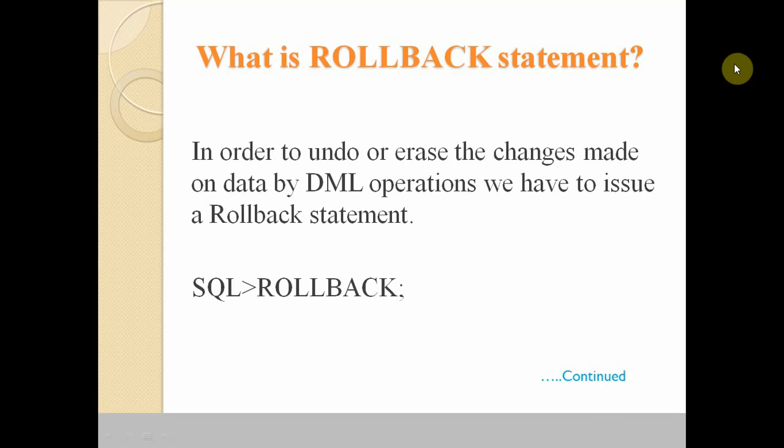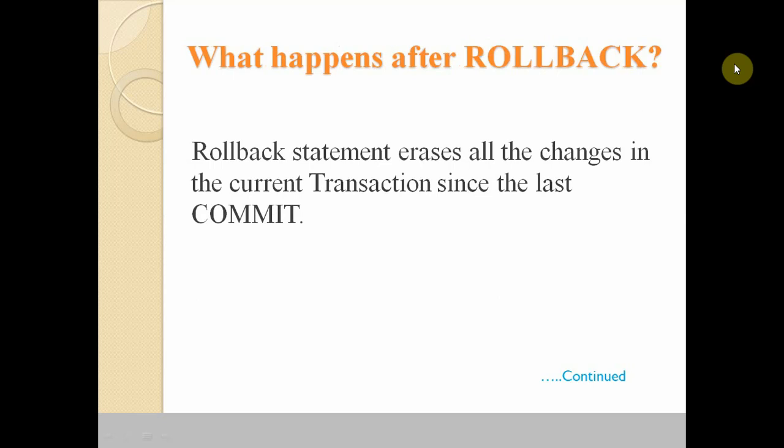Okay, fine. How can we issue a rollback statement? At the SQL prompt we have to write rollback and semicolon. So this is the syntax of the rollback statement. Next is, what happens after rollback. What is the impact on the database after rollback? The rollback statement erases all the changes in the current transaction. Whenever we issue a rollback statement, it erases or undoes all the changes in the current transaction since the last commit was issued.